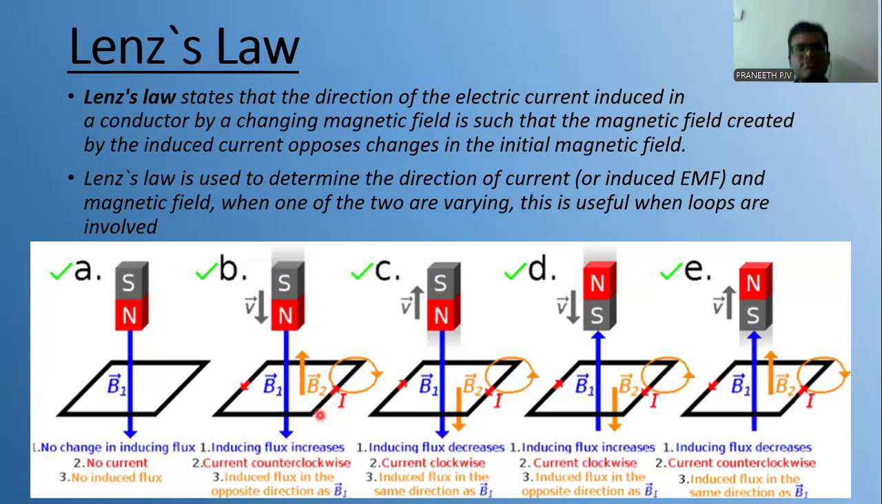In Faraday's law, we got to know the magnitude of the induced EMF. When there is an EMF, there will be current. So what is the direction of this current? This is given by Lenz's law.